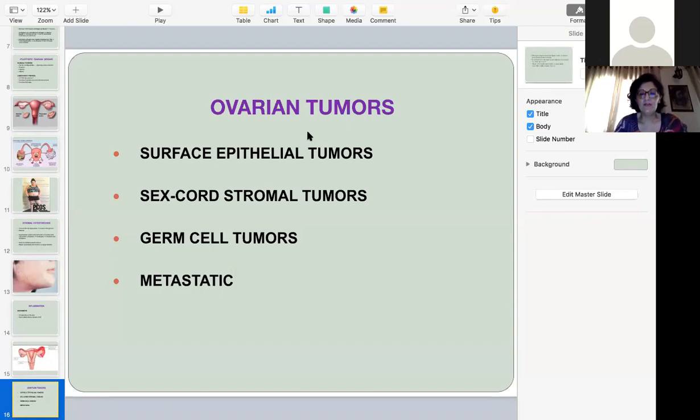Now, basically, ovarian tumors are divided into 4 categories. Surface epithelial tumors, the most important of all of them, sex cord stromal tumors, germ cell tumors, and then metastatic tumors to the ovaries. So today we will just talk about the surface epithelial tumors, which are the most common and the most important ovarian tumors.